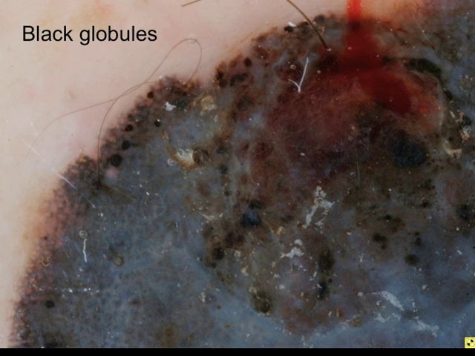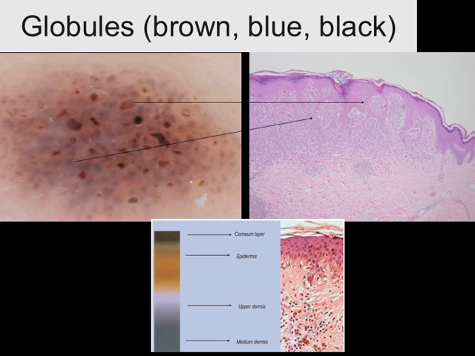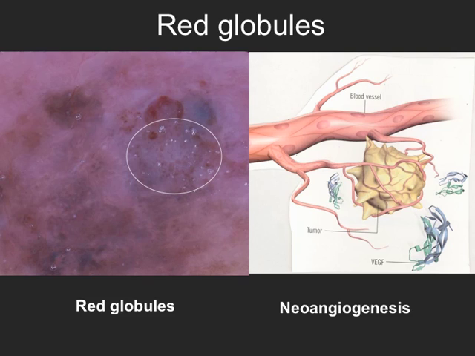Black globules correspond to heavily melanized nests in the upper layers of the skin. In other words, the color of globules from black to brown to blue is a function of the depth of melanin in the skin, also known as the Tyndall effect, and the degree of melanization. Red globules correspond to tumor nests with neoangiogenic vessels surrounding them. This is a feature usually encountered in thicker melanomas.